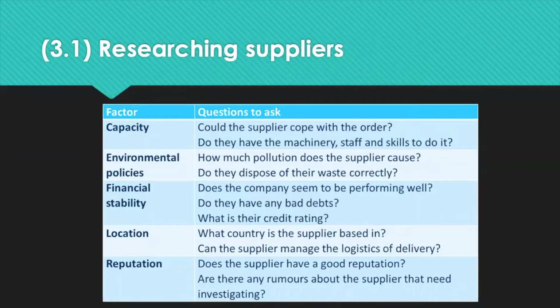So you need to consider why it's important to take into consideration the impact that certain things will have on the buyer. So for example, does the supplier have capacity? That is the machinery, the staff, skills to meet the requirements. What are the supplier's environmental or CSR policies, and how much pollution do they create? Do they dispose of their waste correctly? Is the supplier financially stable? How are they performing? What's their credit rating look like?